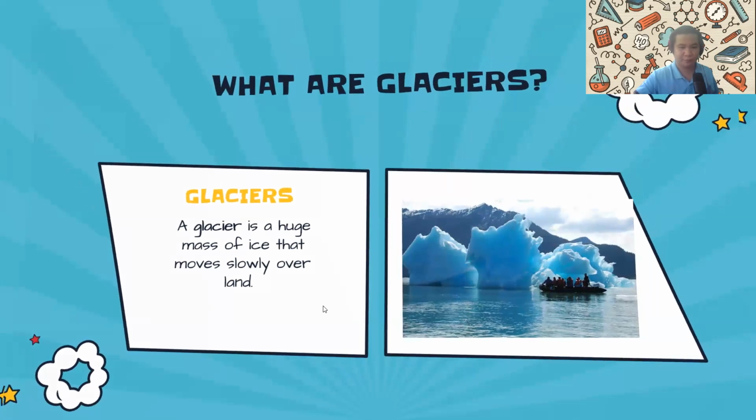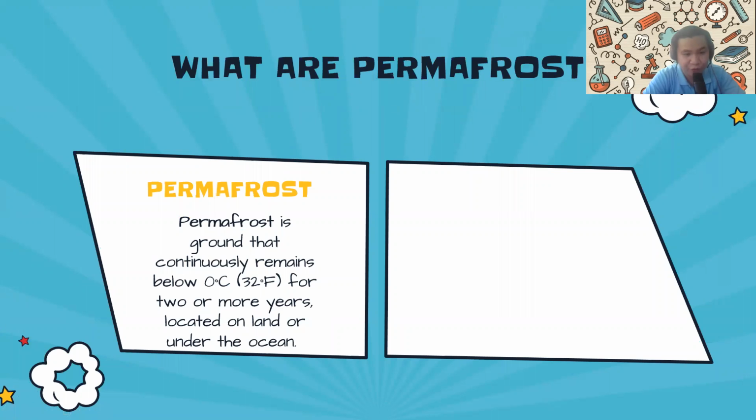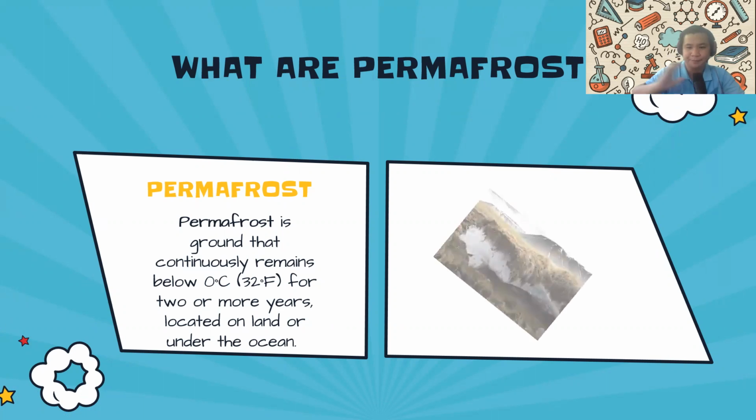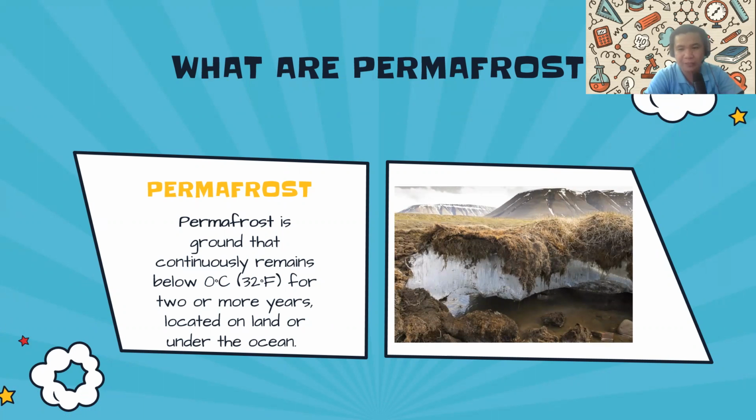Now let's continue. The last type of clean water source comes from permafrost. Permafrost is ground that continuously remains below 0 degrees Celsius for 2 or more years, located on land or under the ocean. This is an example of a permafrost. Now, we cannot see permafrost in Thailand because Thailand is always hot. We always joke that Thailand has 3 seasons: hot, hotter, and hottest, right? So because Thailand is hot, there is no permafrost in Thailand.